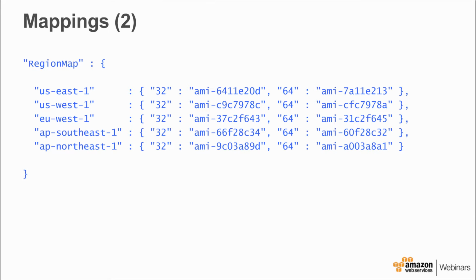Using a specific example here, we created a region map, and for each region, we're specifying different keys of 32 and 64, and depending on the key and the region combination, it chooses which AMI to use for the instance. I'll show a more detailed example of that in a few slides.